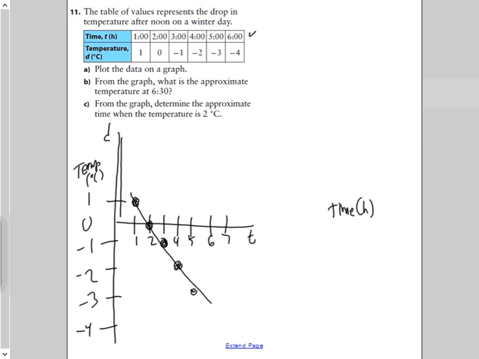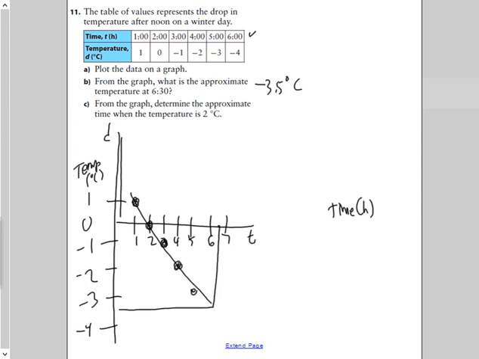So from the graph, what is the approximate temperature at 6:30? When I go down at 6:30 and meet this line here and go over here, according to my really poorly done graph, it appears that at 6:30, the temperature will be approximately -3.5 degrees Celsius. Now my graph has to be taken with a grain of salt because it is terrible. But if you did it on graph paper and were a little bit more precise with it, it would probably be a little bit more accurate as well.